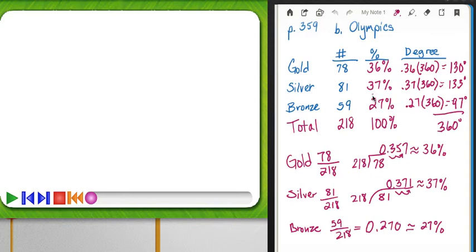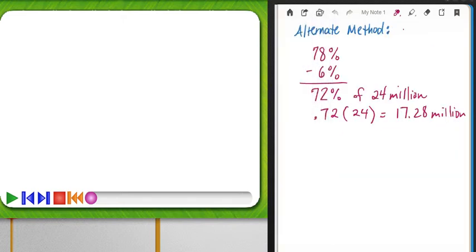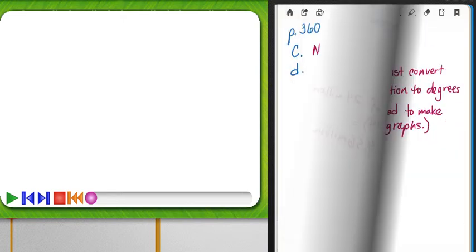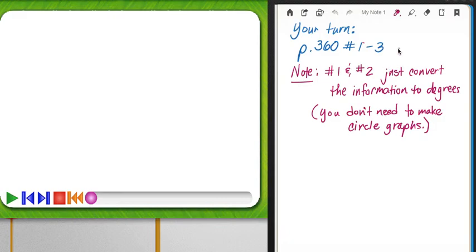Here it is. When we did the Olympics, gold, silver, and bronze, we changed them to percents, then we changed them to degrees. So in our next class, I'm going to want to see all the notes that you took on these 3 videos, as well as I'd like to see these 3 problems worked out, and we'll check them in class and talk about them then.